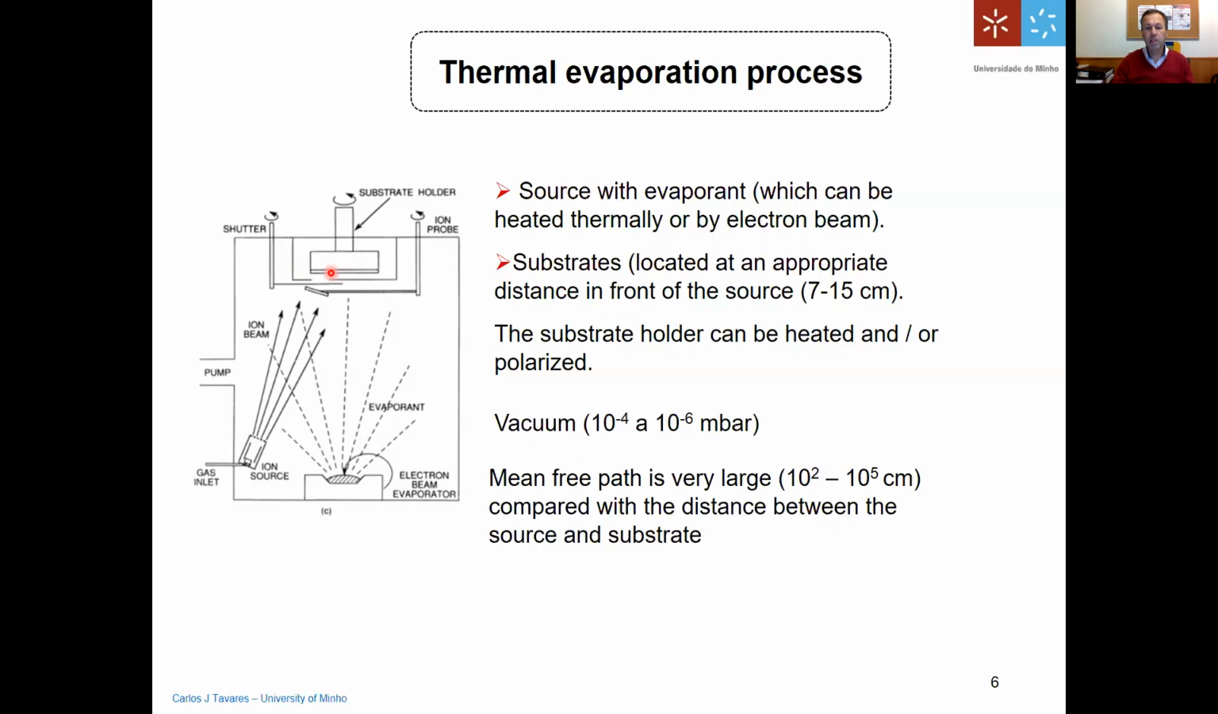So in most of the cases, before doing the deposition, you really need to have a high vacuum, which means you can have something in the order of 10 to the minus 4 to 10 to the minus 6 millibar. So if we look at 10 to the minus 4, that's actually a pressure which is 10 million times lower than atmospheric pressure.